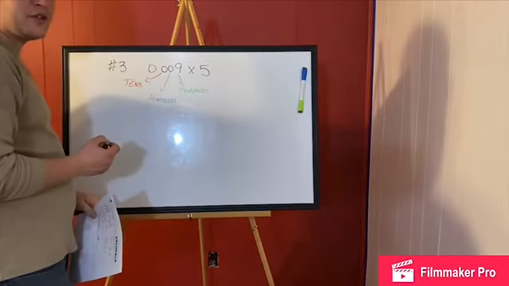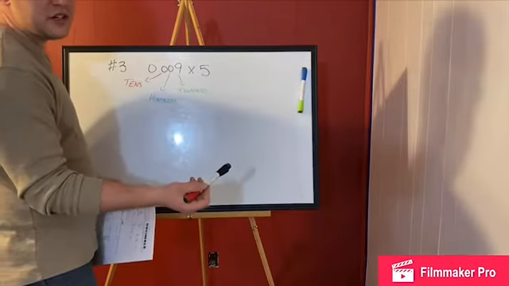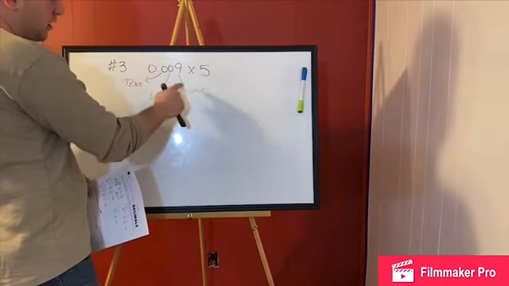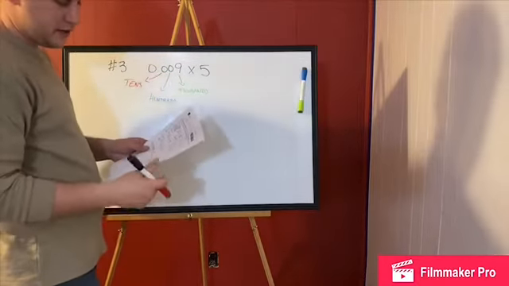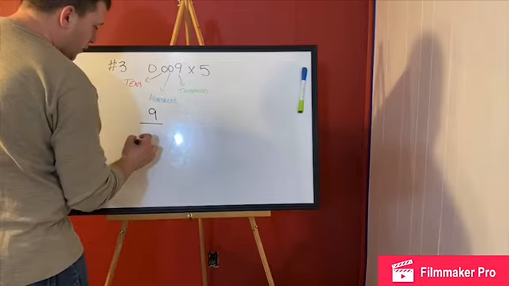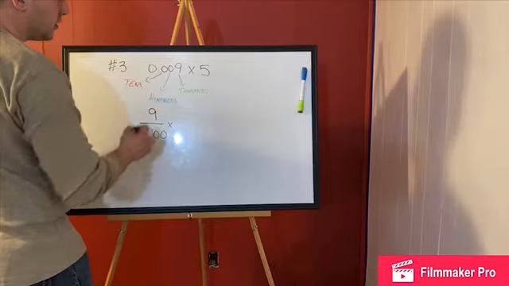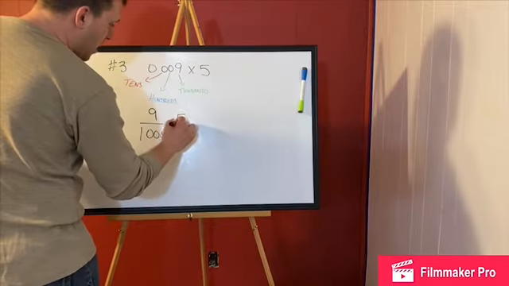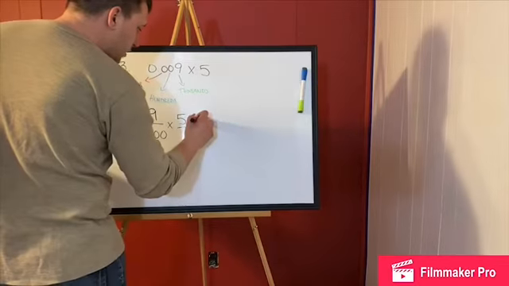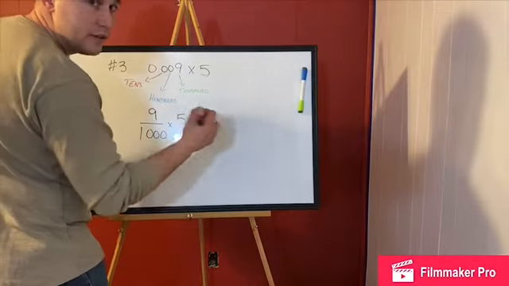It is 0.009 times 5. So, changing this into a fraction. We have a 0 in the tenths, 0 in the hundredths, and the 9 in the thousandths place. So we know this will be 9 over 1,000 times our fraction for 5, which is 5 over 1. 9 times 5 is 45. 1,000 times 1 is 1,000.